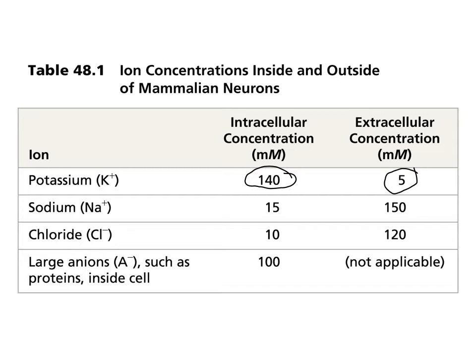And then you look at sodium, and it's almost the reverse. There's very little sodium inside the cell, but there's a ton of it outside the cell. And you look at chloride, which is a negative ion, and it's the same as sodium. And then you have large anions like proteins. Proteins are always negatively charged, and they usually have a very, very big negative charge, and so therefore they will add up the charges so that they're balanced. But again, it's not the same ions on both sides of the membrane.